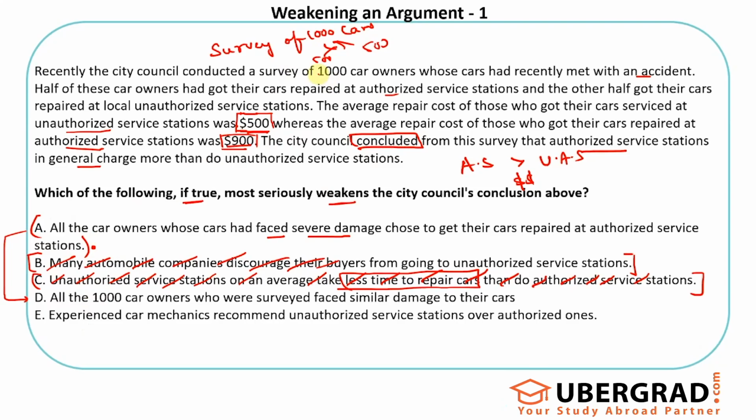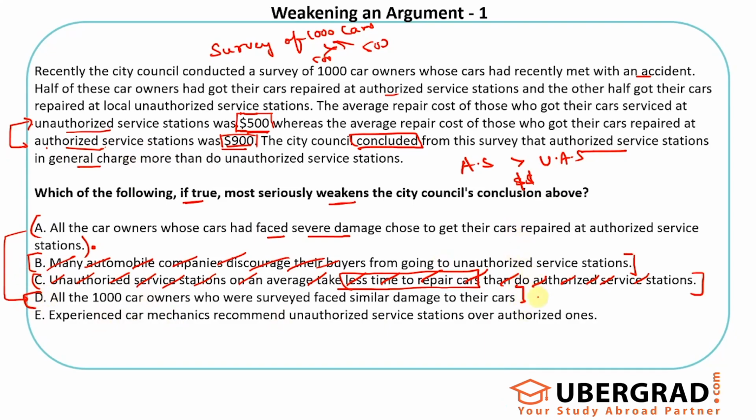Right, so if the damages are similar, if authorized service stations are generally not charging more, they should also come out closer to 500. So if this is true, you can confidently claim the city council's conclusion that authorized stations are charging more, because I sent similar types of repairs to both stations. These people charge 500 and these people charge 900. So clearly that means the authorized stations are charging more. That is, if this is true.